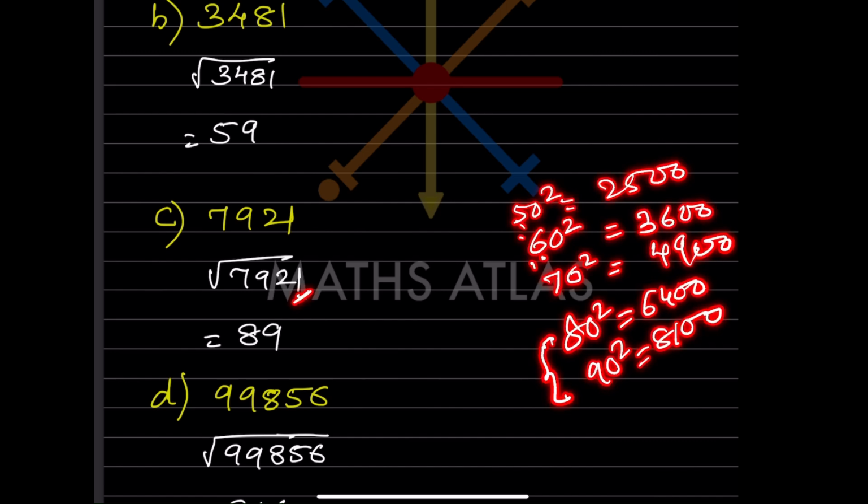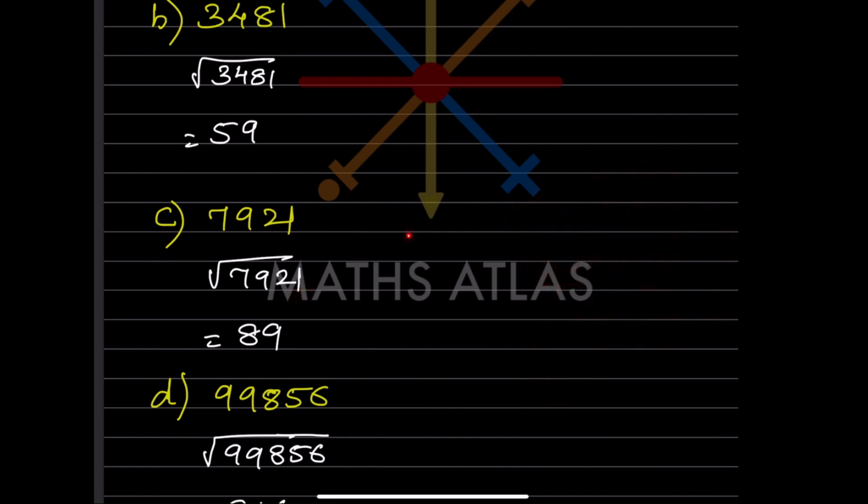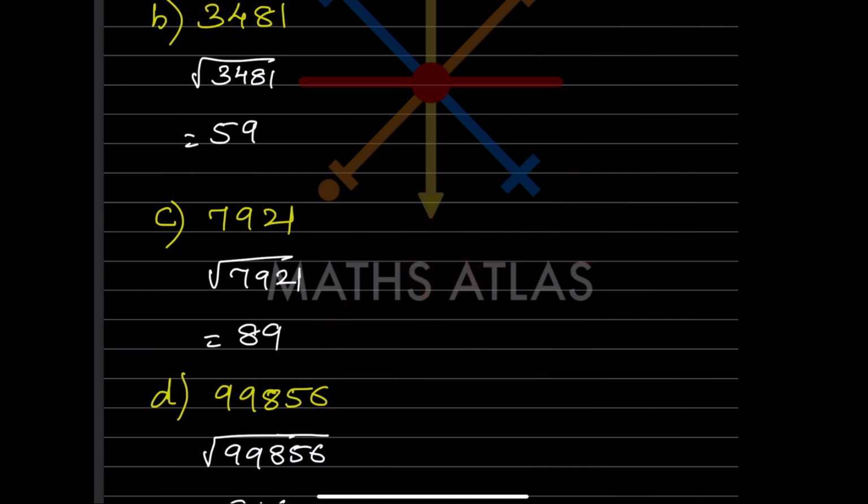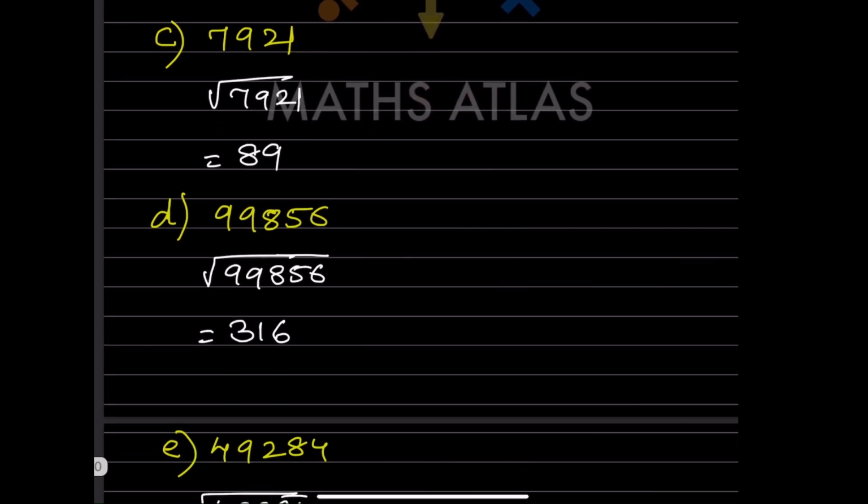Now we are going to look at the units place. So it will be either 81 or it is going to be 89, because 9 nines are 81. So 89 is the answer. 89 into 89, that is 7921.